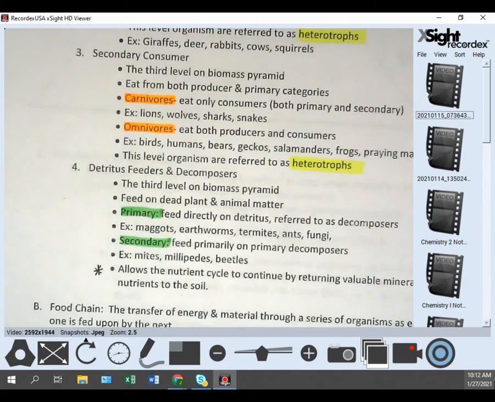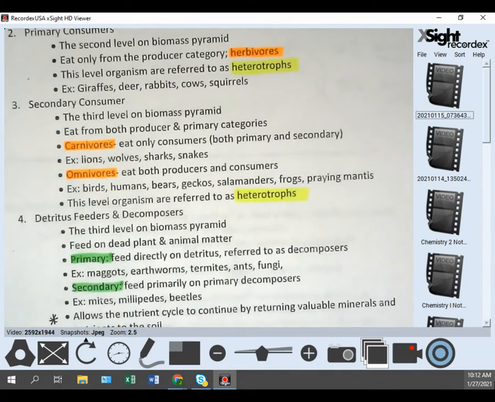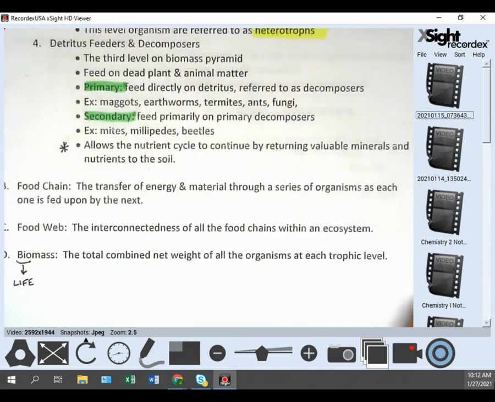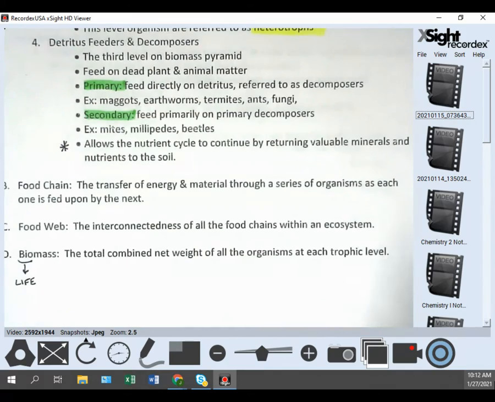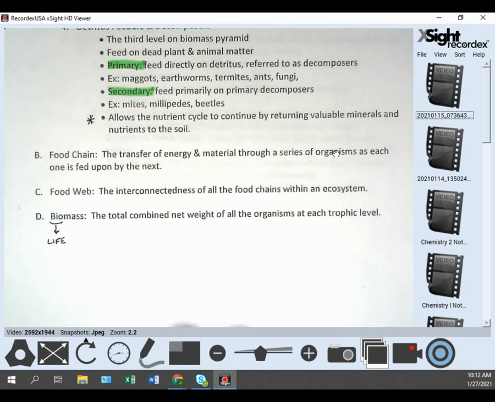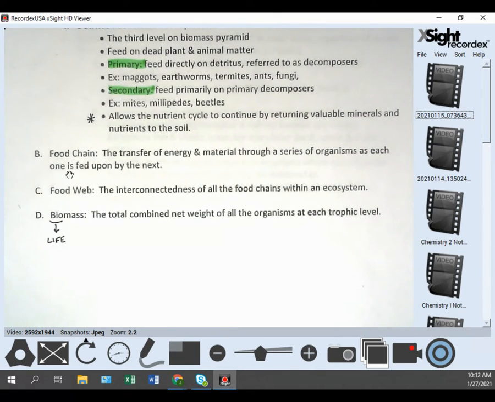Okay, all right. Questions on any of the categories, or good? Okay, then we have a couple of definitions here at the bottom. Food chain, which you've probably heard before. A food chain shows the transfer of energy and material through a series of organisms as each one is fed upon by the next, right? So let me see if your book has an example of a food chain.